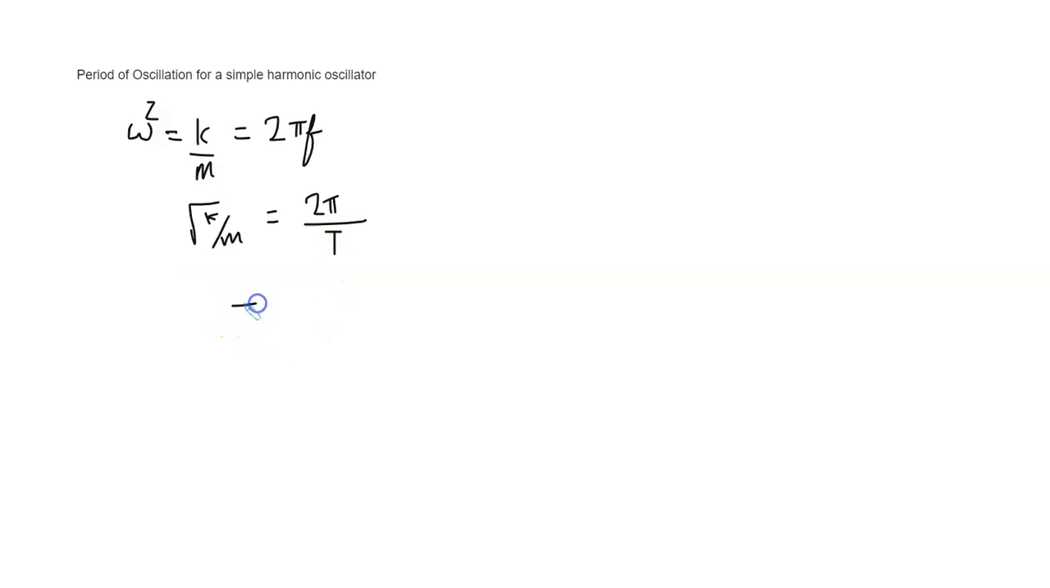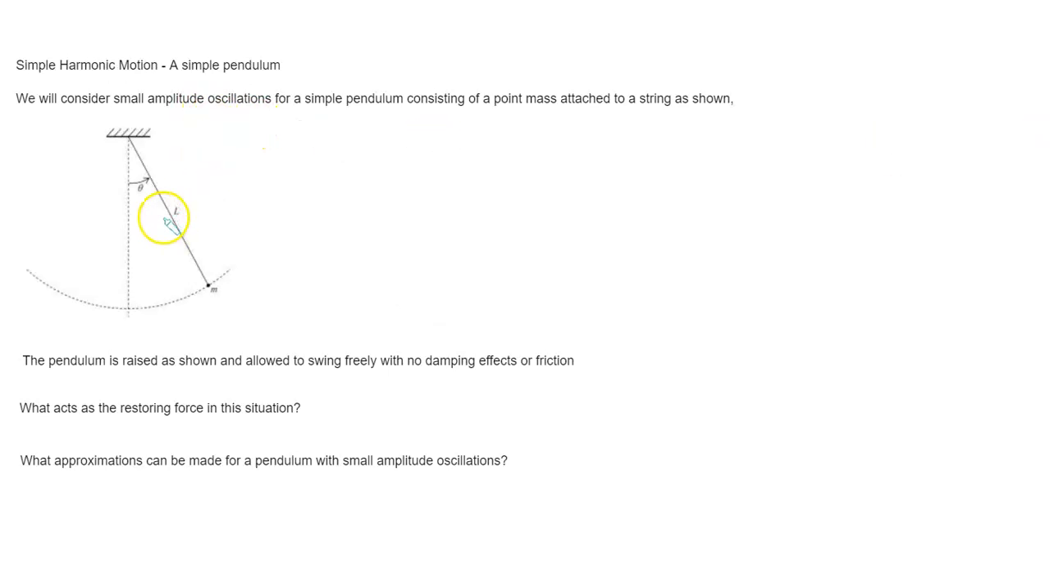And then rearranging, we have T equals 2π root(k over m). And that is the period of oscillation for that spring. Now, the other example of a simple harmonic oscillator you're about to cover is a simple pendulum.